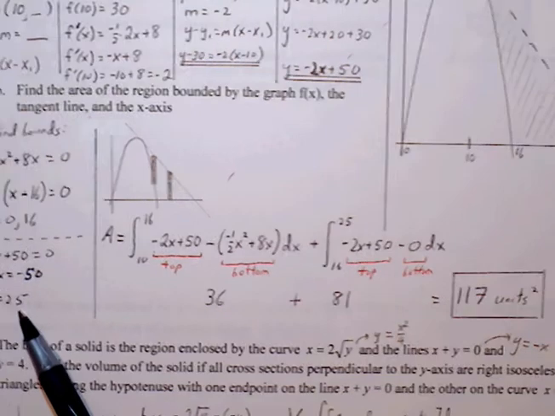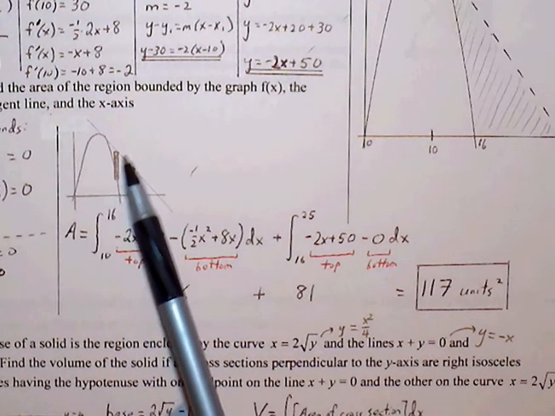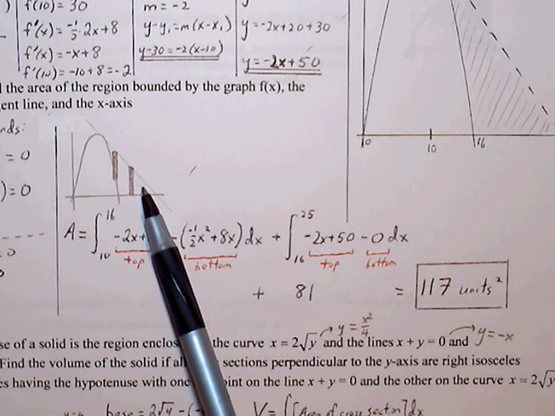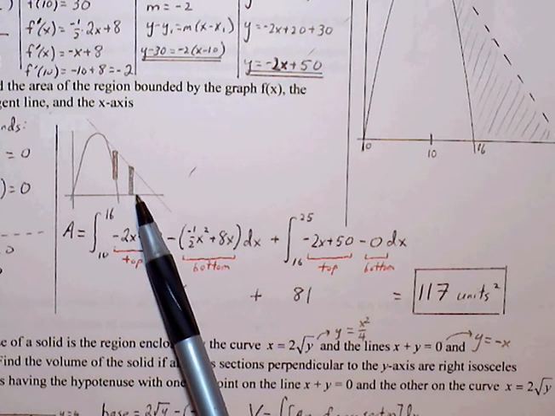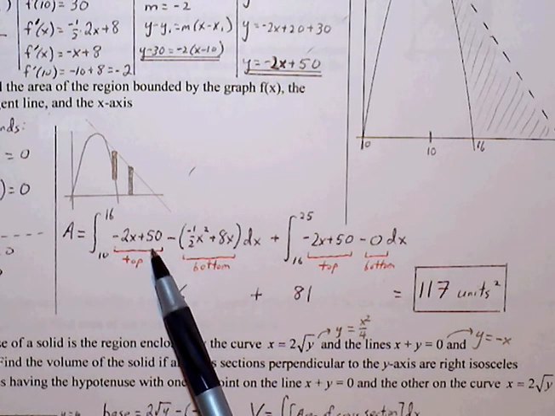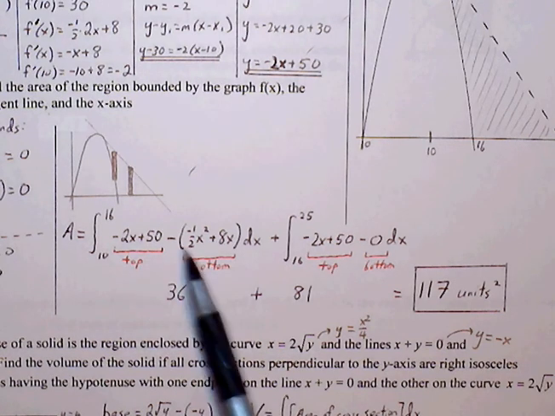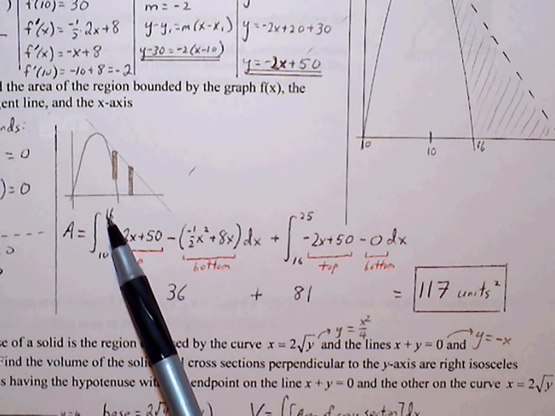So again, we need two definite integrals, one for this first region, and then a second one for the region where the bottom curve is going to switch. So then from 10 to 16, my top curve is going to be the line minus my curve. So top curve minus bottom curve between the correct bounds will give me the area for my first region.